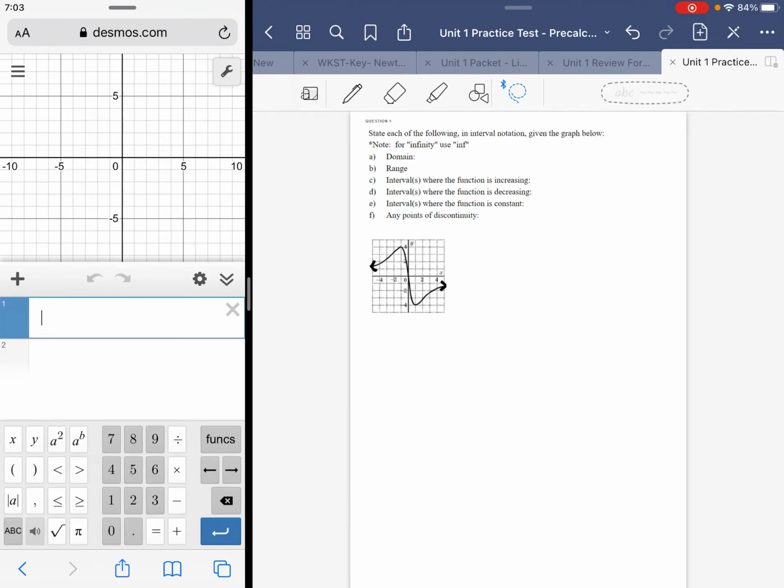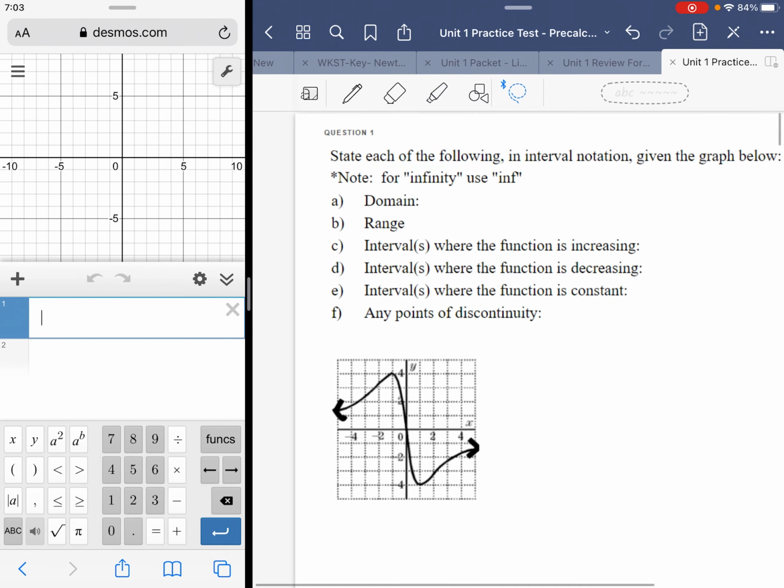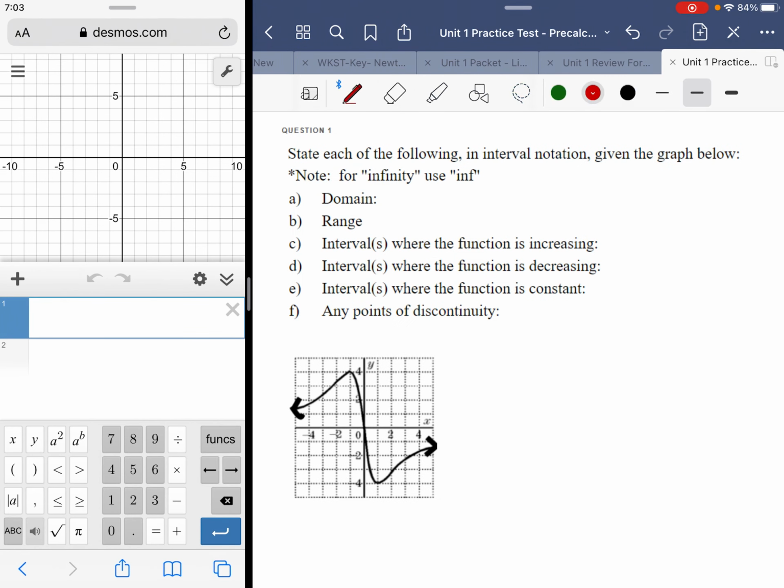So looking at number 1 on the first practice test, it's asking us for domain, range, increasing, decreasing, constant, and any points of discontinuity. So for the domain, we're talking about all possible values of x. This graph starts off at negative infinity, goes to positive infinity, and we don't skip any values along the way. So our domain here should be negative infinity to infinity.